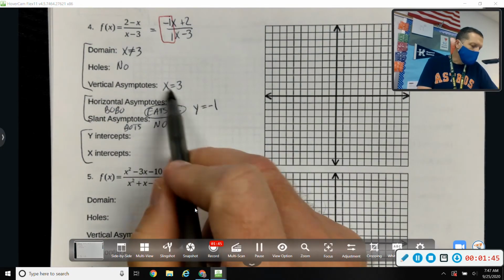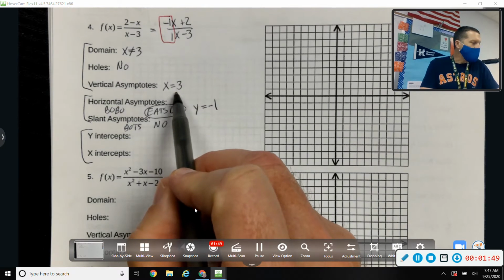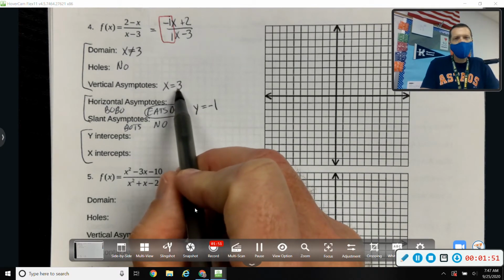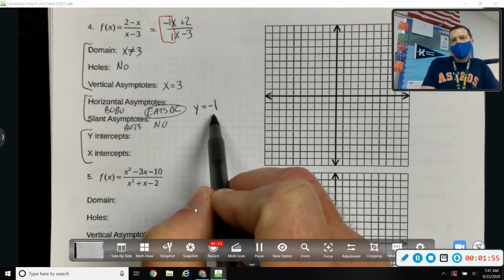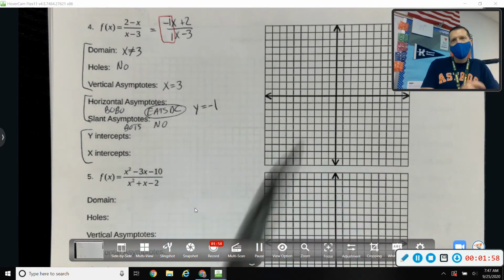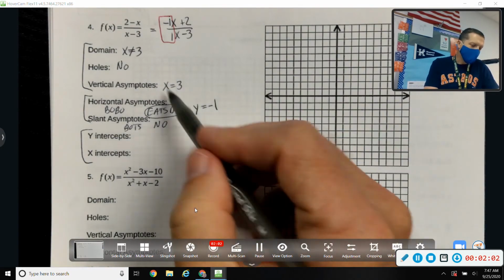By the way, I've been writing this. I need to make sure it's clear that I say it. Your vertical asymptote is not 3. Your vertical asymptote is x equals 3. Your horizontal asymptote is not negative 1. It's y equals negative 1. I mean, that's not a big deal, but that's going to be like 1 point.